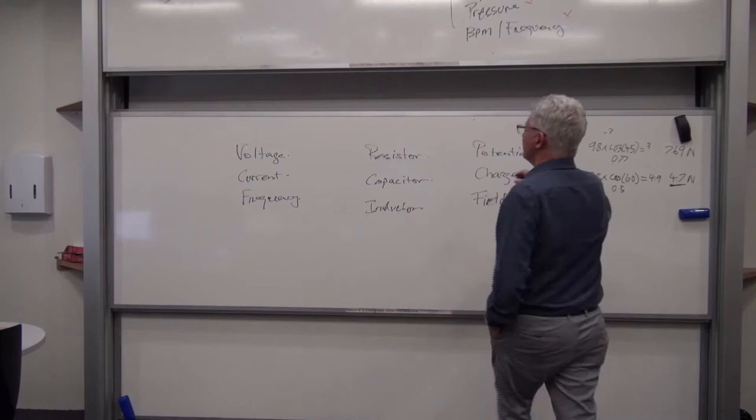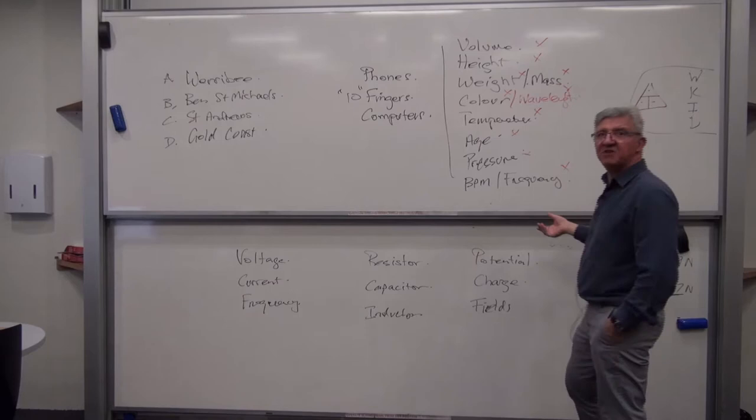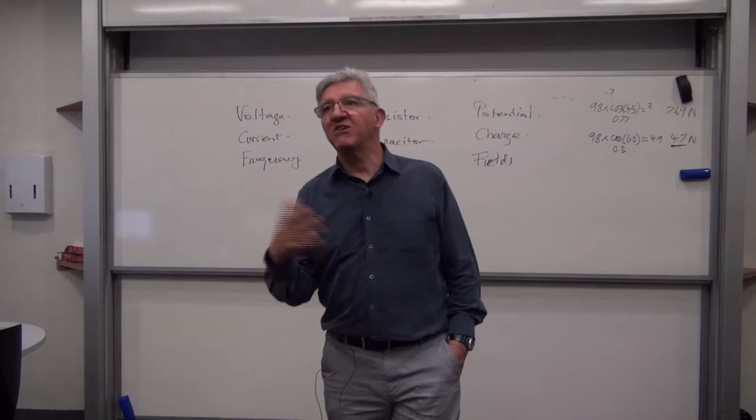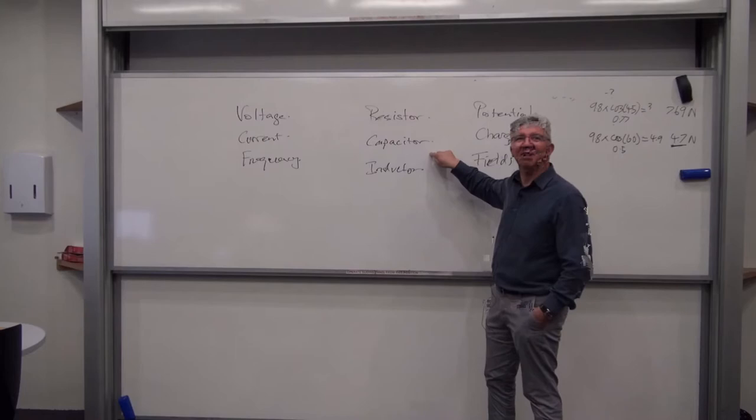So what do we want to measure? We want to measure volume, height, weight, mass, color, temperature, age, pressure, and frequency. And I would argue that with a resistor, a capacitor, and an inductor arranged in the right way, we can do all of those things. But now I'm going to ask you something. What is the difference between a resistor, a capacitor, and an inductor?